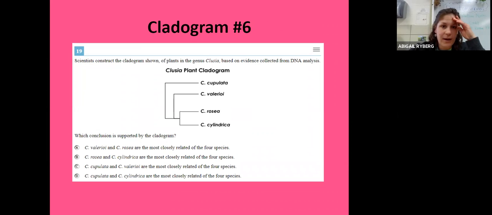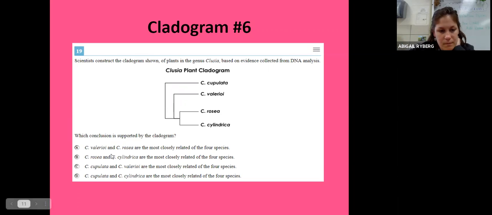So here's a cladogram, and it's just a multiple choice response. It says, scientists construct the cladogram shown of plants in the genus Clusia based on evidence collected from DNA analysis. Which conclusion is supported by the cladogram? So remember, the organisms that are closest in their little web almost are going to be most closely related.